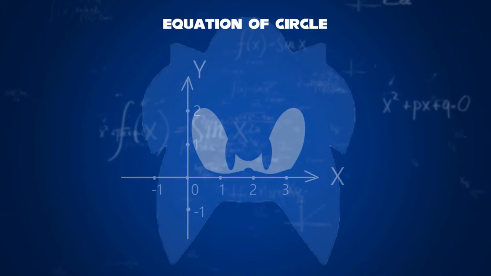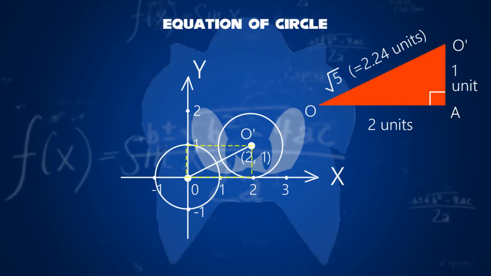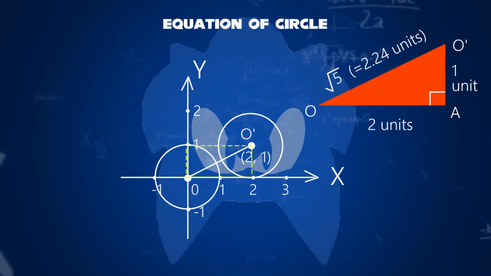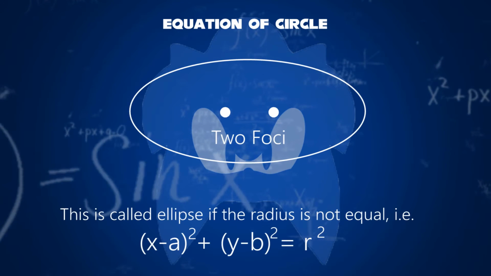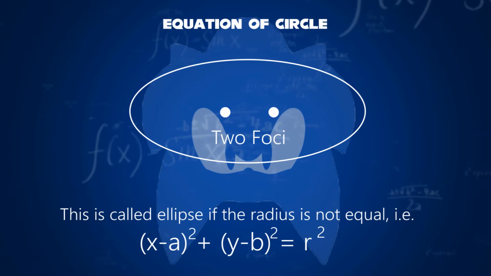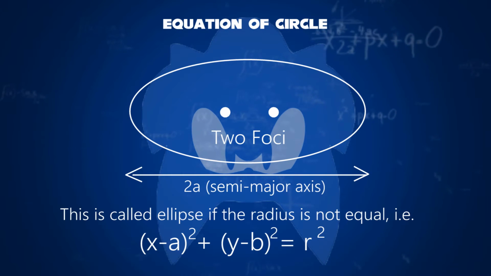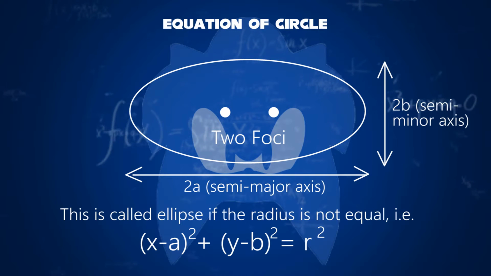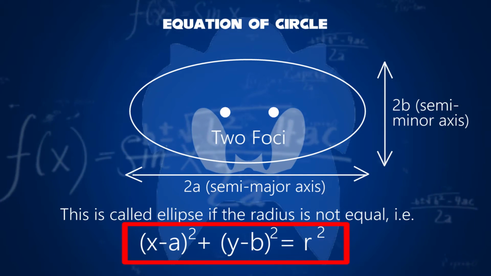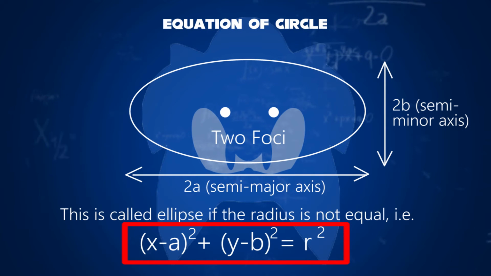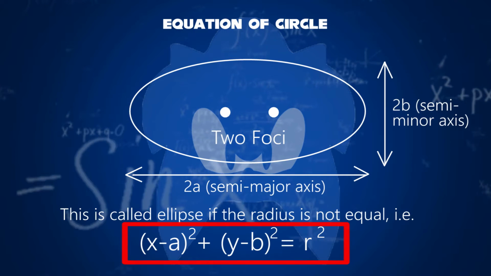Also, if we take the center as 2 and 1, compared to the origin, the distance between the two circles is about 2.24 units, according to the centers of the circle. If the radius is not equal, then it is an ellipse, at least containing two foci. Its semi-major axis is 2a, and the semi-minor axis is 2b. The formula turns into x minus a, the entire thing squared, plus y minus b, the entire thing squared, equal to the square of the radius. That is an equation of an ellipse.